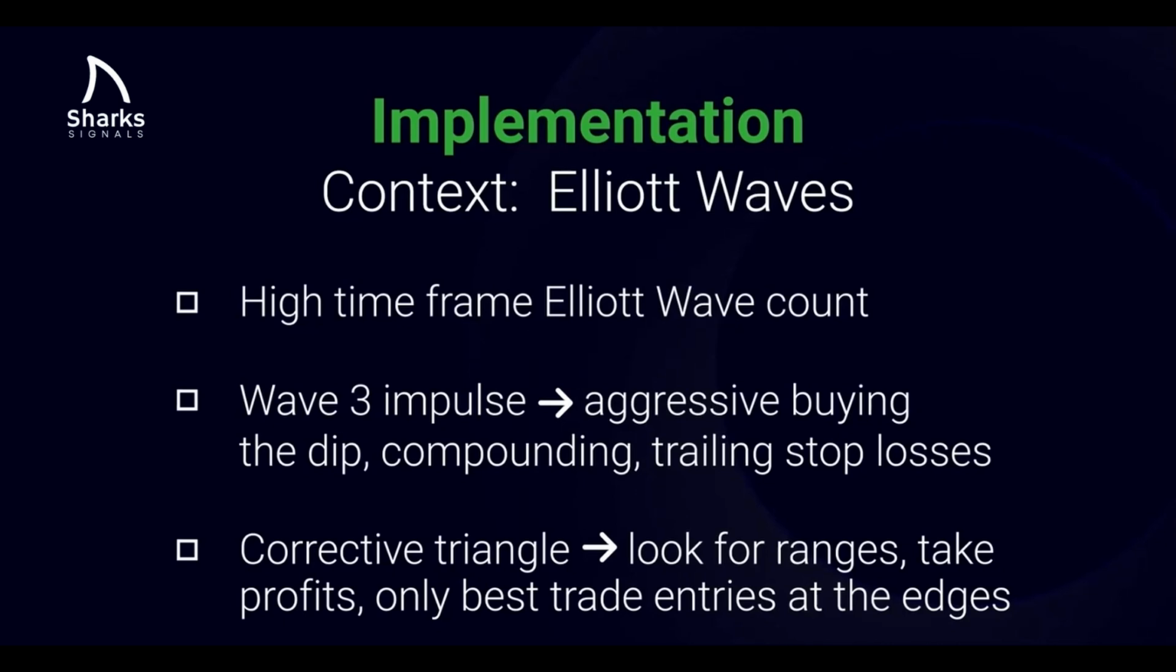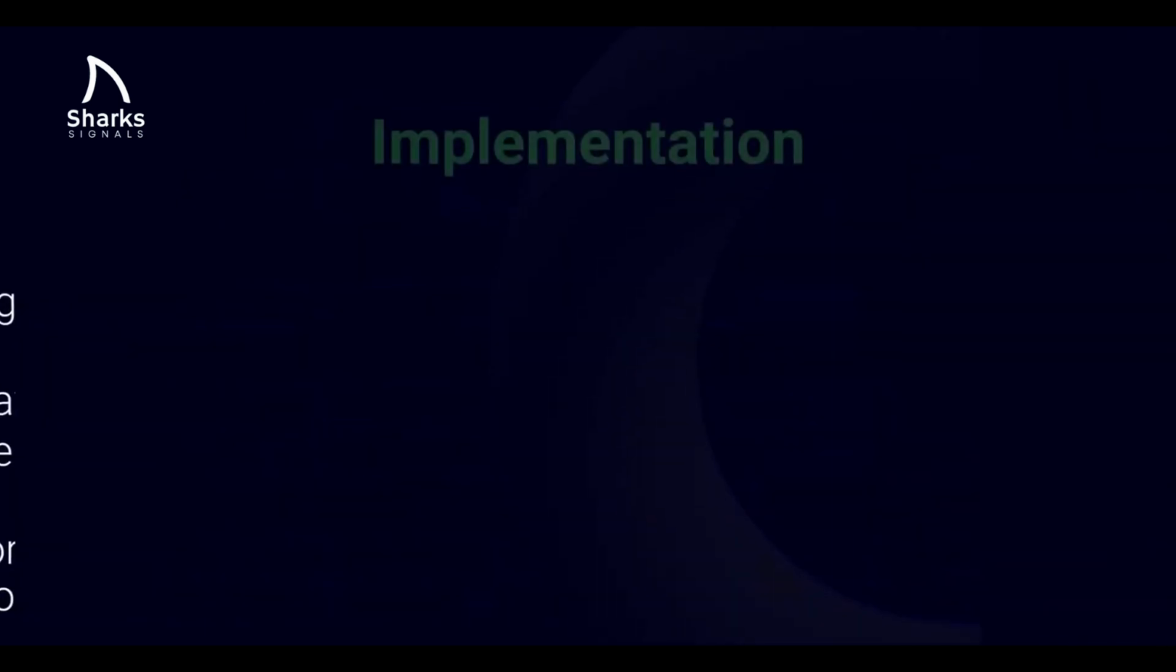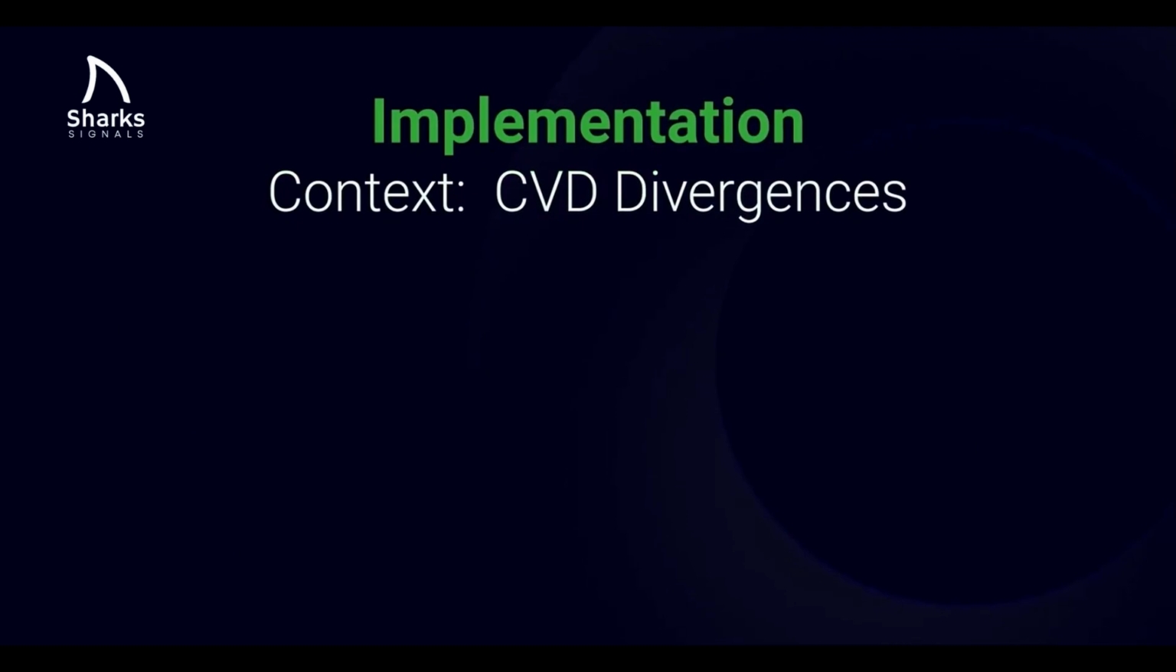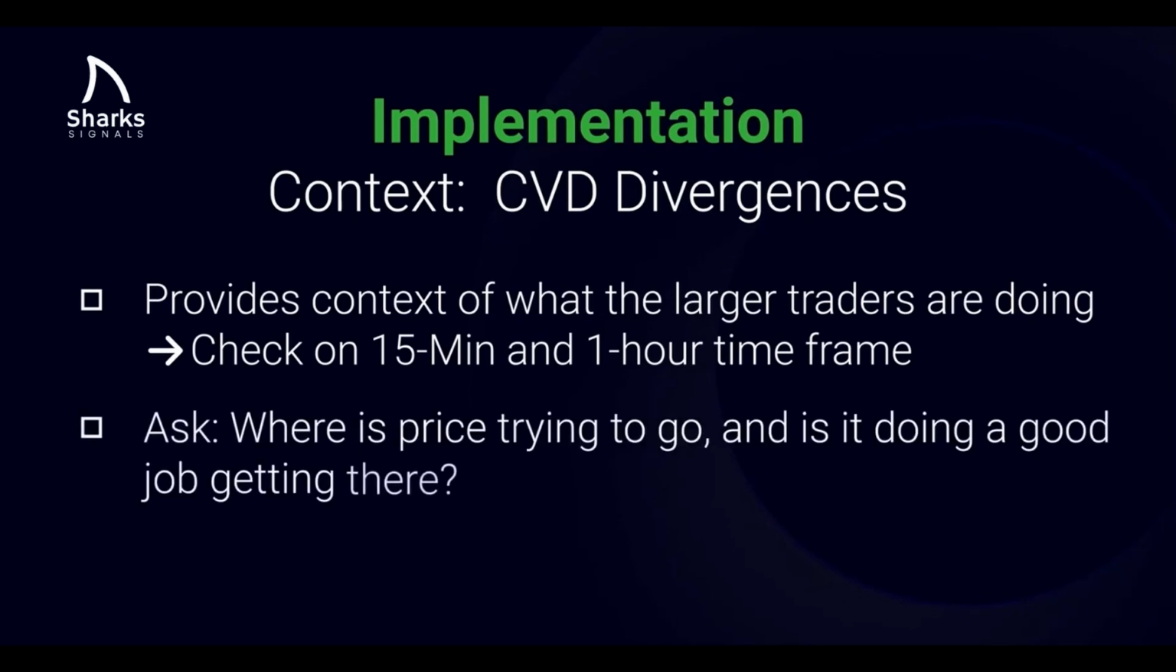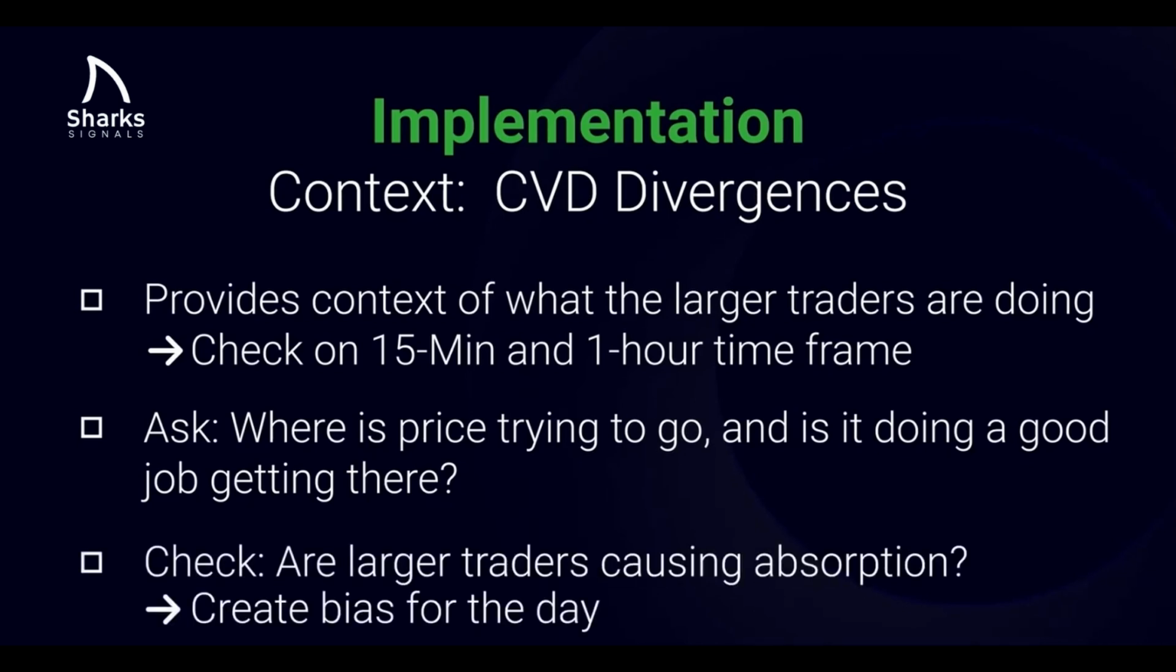Another important aspect to determine market context are CVD divergences. The cumulative volume delta divergences can provide context of what the larger traders are doing, and you can check on the 15-minute and 1-hour timeframes. You should ask the question, where is price trying to go, and is it doing a good job getting there? Then you should check, are larger traders causing absorption, as this can help you create bias for the day.